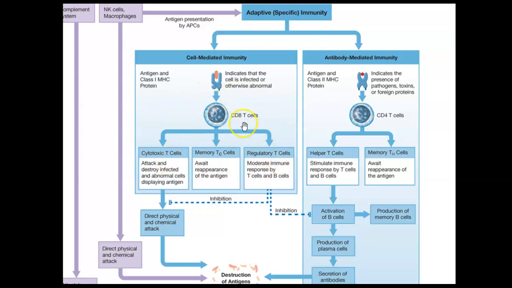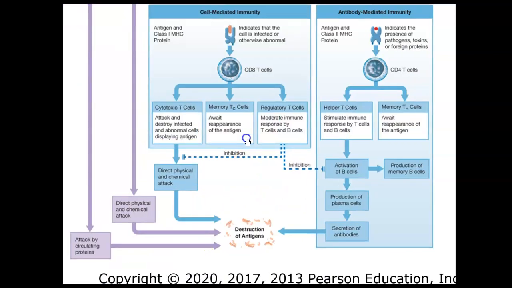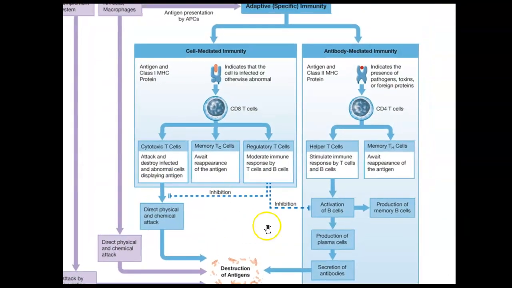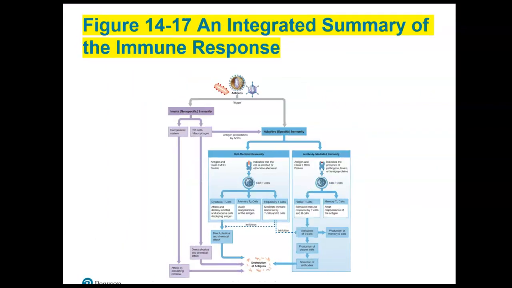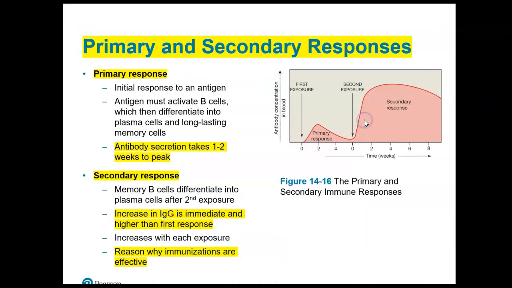So all of these are CD8 T cells, which will recognize antigen that's bound to class 1 MHC proteins. All right, so that's a good summary to help you go over the different steps involved.